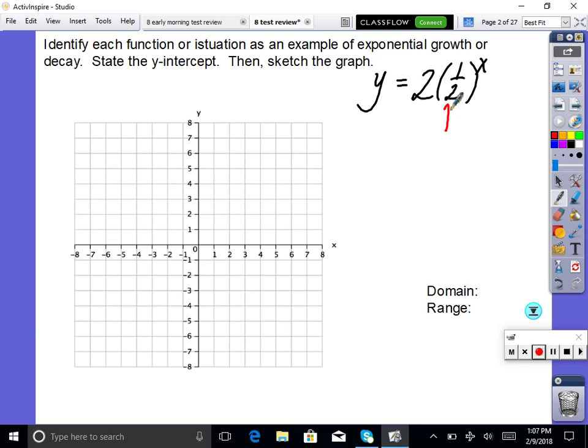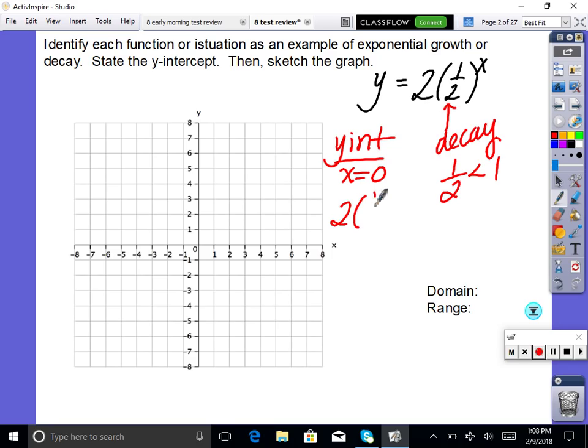So right here, we would say this one is decay, because 1/2 is less than 1. Our y-intercept we would do by hand. It's when x equals 0. So if we plug in 0, we would have 2. So we would get (0, 2).